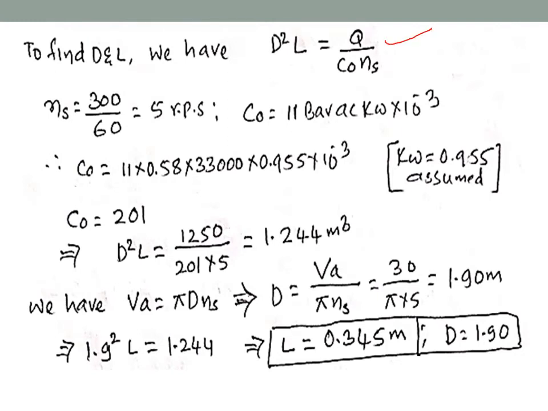Okay, NS is 5 RPS, C naught is this much. This KW is not given, we have to assume it. So C naught comes out to be 201, and this factor he has given, VA is equal to pi D NS. Okay, 30 he has given, we have to use this one, because the L by tau ratio we don't know, so use this criterion. D is equal to VA by pi NS, that comes to D is equal to 1.90 meter. So substitute this D here and find L. L comes out to be 0.345 meter, so this is D 1.90.